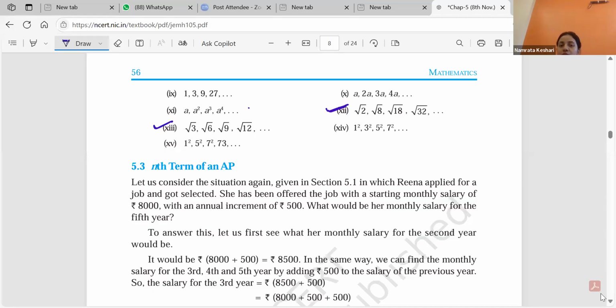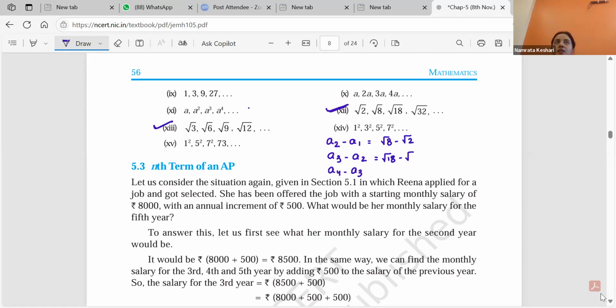So you have root 2, root 8, root 18, root 32. I'll do A2 minus A1, A3 minus A2, and A4 minus A3, and let's see what we are going to get. We'll be getting root 8 minus root 2, and root 18 minus root 8.